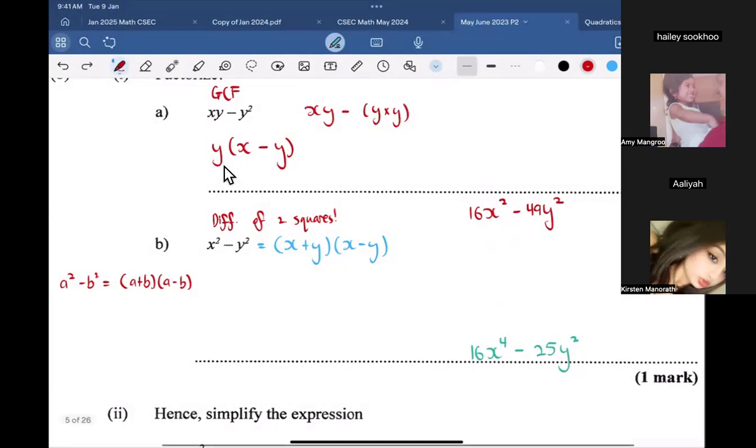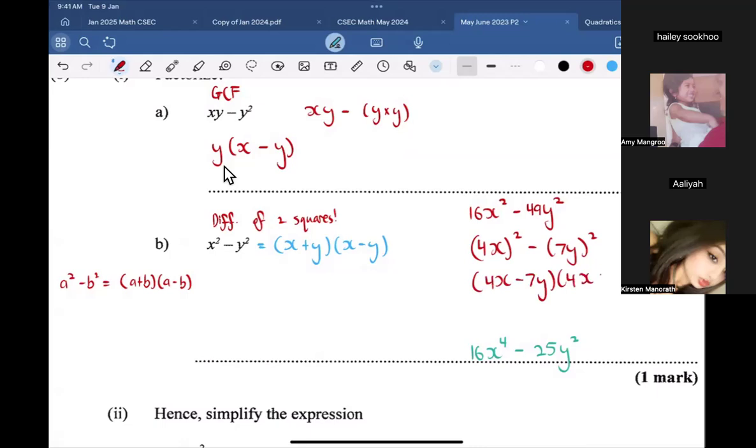Watch. 16 could be written as 4 squared, right? And 49 could be written as 7 squared. So I could write that as (4x) squared minus (7y) squared. And now it is a difference of two squares. So now I could write (4x minus 7y)(4x plus 7y). For a question like this, it'll be like 3 marks or 2 marks.